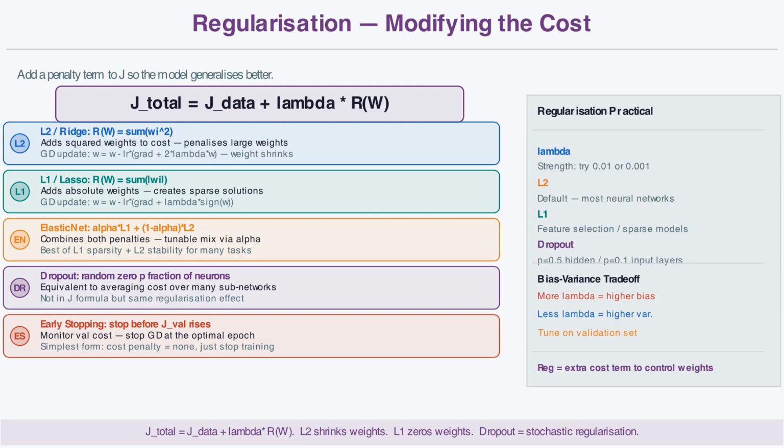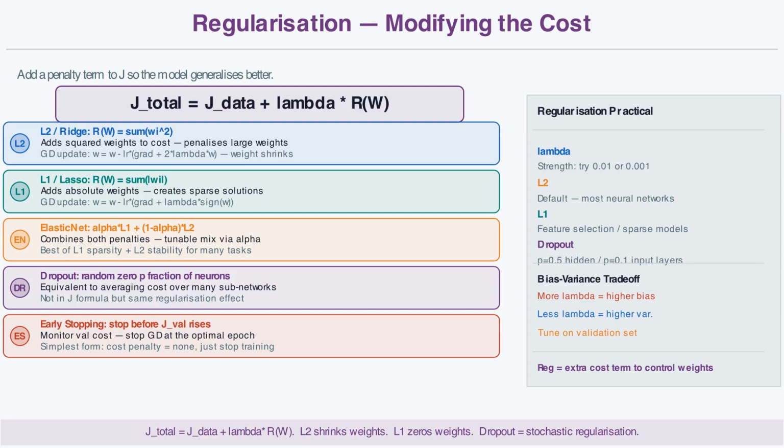L1 regularization sets R to the sum of absolute values of weights. The gradient of the absolute value is the sign function, it pulls every weight toward exactly zero with a constant force. The result is sparsity, many weights actually become zero, effectively removing those connections. L1 performs automatic feature selection. ElasticNet combines both, alpha times L1 plus 1 minus alpha times L2. You get the sparsity of L1 with the stability of L2.